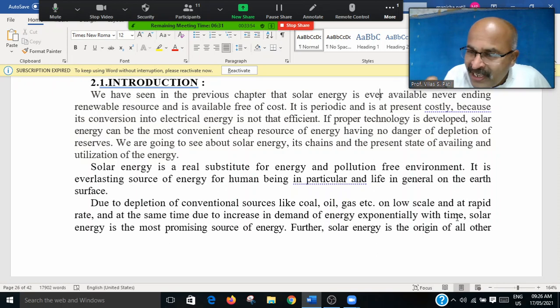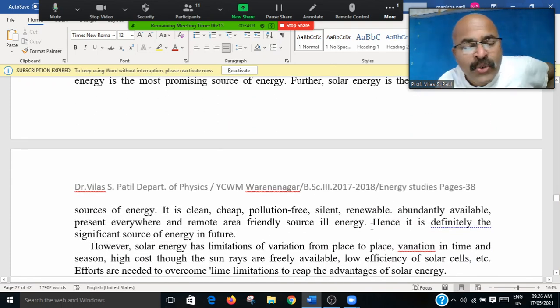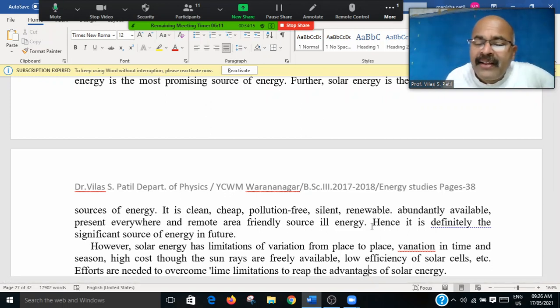The requirement of energy does not stop. We have to search for an option, and solar energy is the most promising source of energy. Further, solar energy is the origin of the other sources. It is clean, cheap, pollution free, silent, renewable. It will be easily available, present everywhere. In remote areas, it will be friendly. In rural areas, in the village area, it will be present in huge amounts.